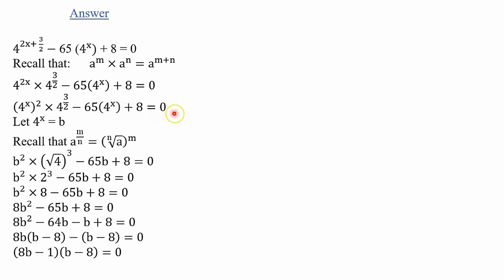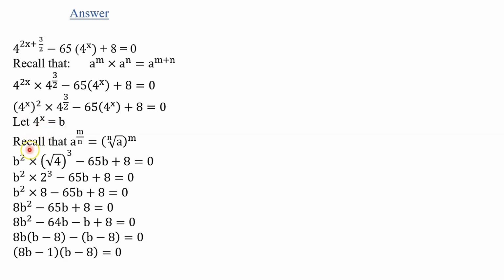The essence of separating these two is to have the same 4 to the power of x. There is 4 to the power of x here, and there is 4 to the power of x here. Since there is 4 to the power of x in two places, you're allowed to say let 4 to the power of x be b. It can be any letter of your choice, so that anywhere there is 4 to the power of x, it can be replaced with b.